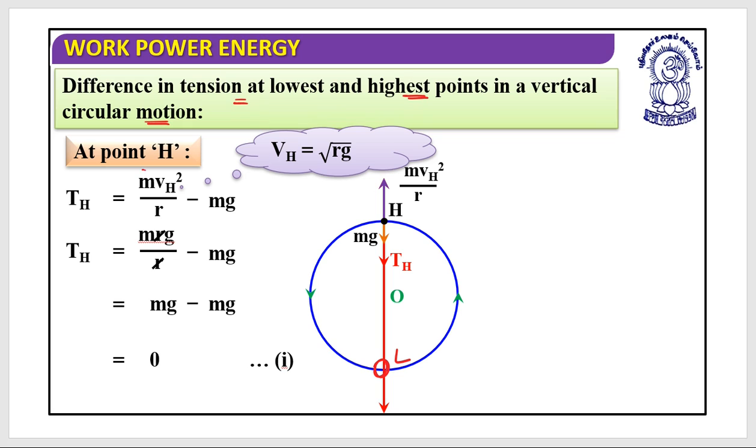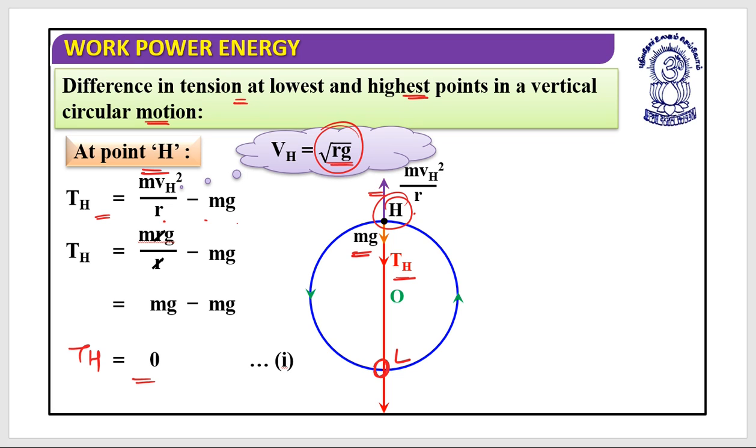So when I say at point H, velocity at the highest position should be equal to root of rg, and at this location tension would be in the downward direction, mg would be in the downward direction, and mv square by r would be in this position. So tension at the highest point would be equal to mv square by r minus mg, and if I replace the value of vh, that is root of rg, then I will get tension at the highest position. This is equal to 0.